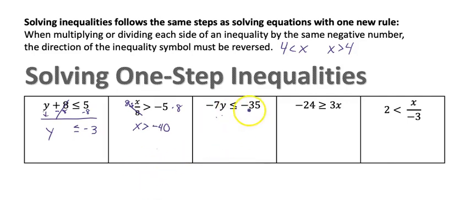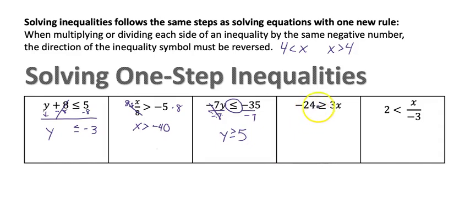So let's look at the next one. Negative 7y is less than or equal to negative 35. Solving for y, attached to y is negative 7. We undo that multiplication with division. Now stop and pause. We just divided by a negative. So this time we're going to reverse the symbol. Negative 7 divided by negative 7 is 1. So y is no longer less than or equal to, it's now greater than or equal to. Negative 35 divided by negative 7 is positive 5. So y is greater than or equal to 5.